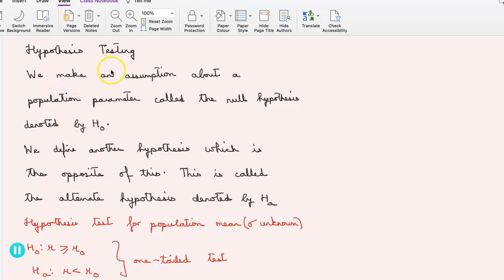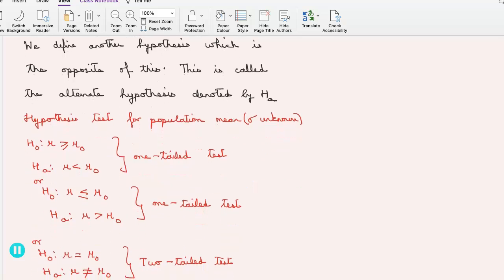So what is hypothesis testing? We make an assumption about a population parameter called the null hypothesis and denoted by H0. We define another hypothesis which is the opposite of this. This is called the alternate hypothesis denoted by HA. So HA is the alternate of the null hypothesis.